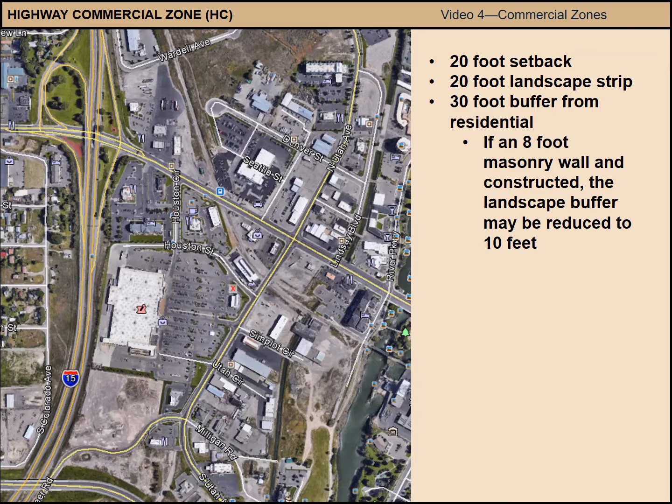The other change is in the buffering from residential. The buffer is required to be 30 feet as it is today. However, if an 8-foot tall masonry wall is constructed, the buffer may be reduced to 10 feet in width.